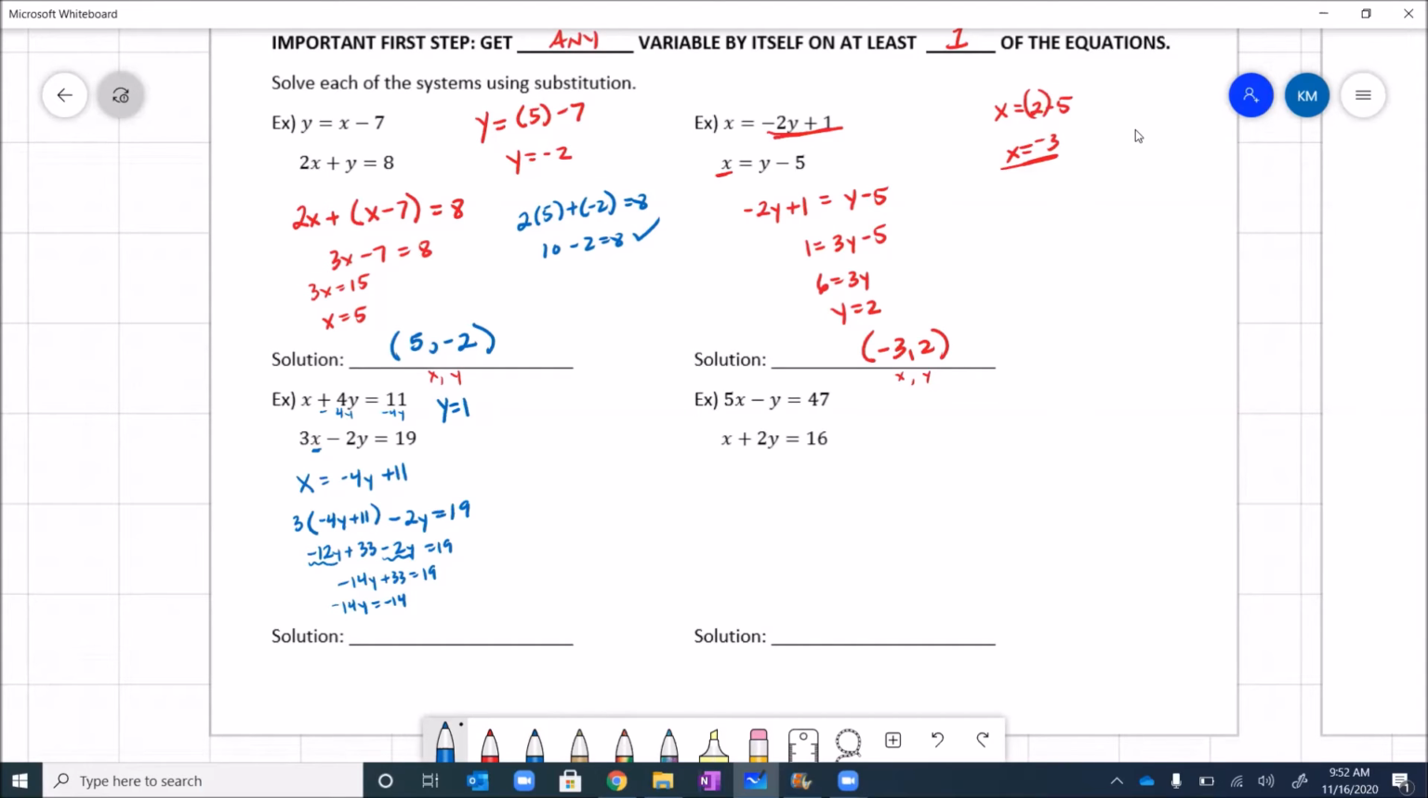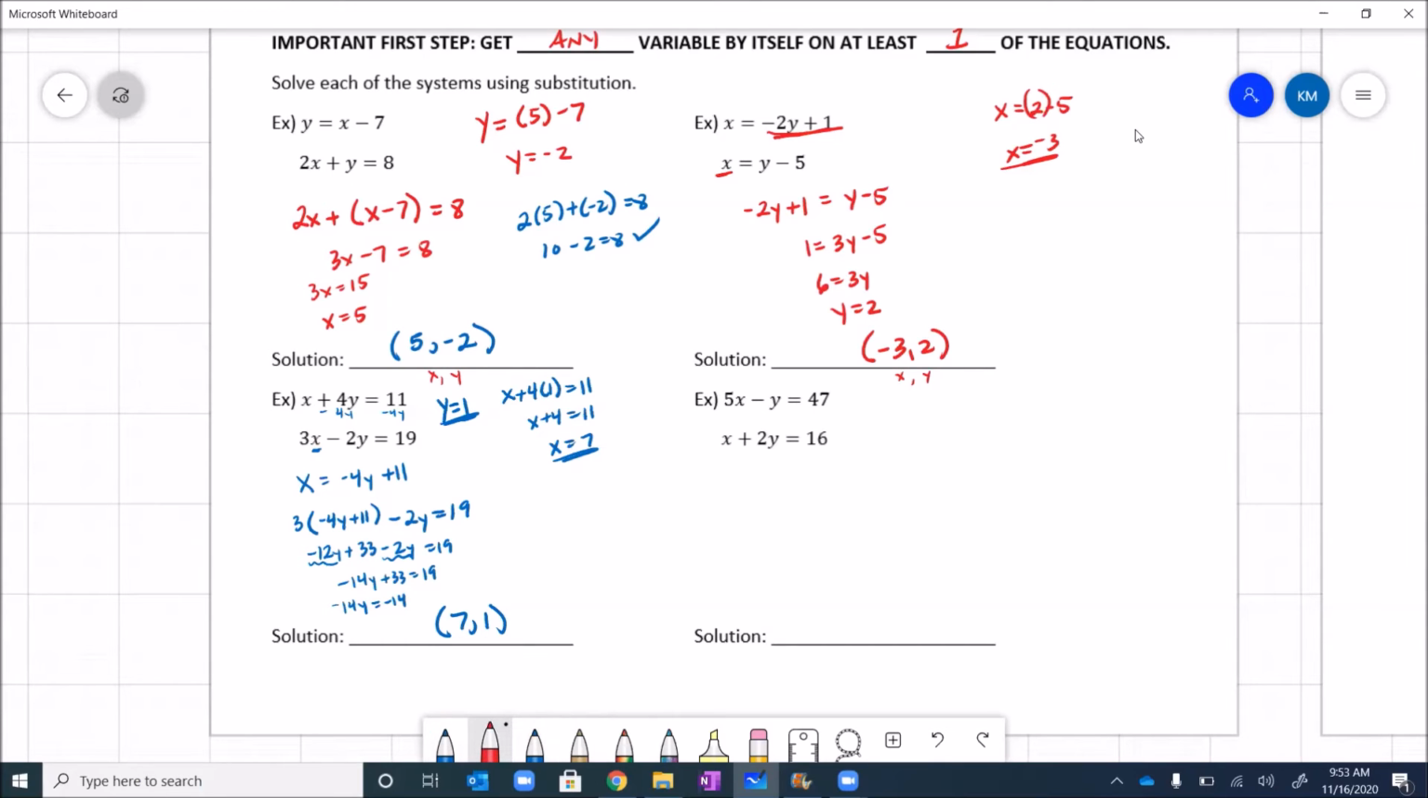All right, and now that I know that y is 1, I can plug it into either one of these equations to find x. I'm going to plug it into the top equation because I think it's easiest. And so I have x plus 4 times 1 equals 11. X plus 4 equals 11. Subtract 4 from both sides. X equals 7. So y is 1, x is 7. I could plug it in to make sure it works out. Here's my ordered pair.